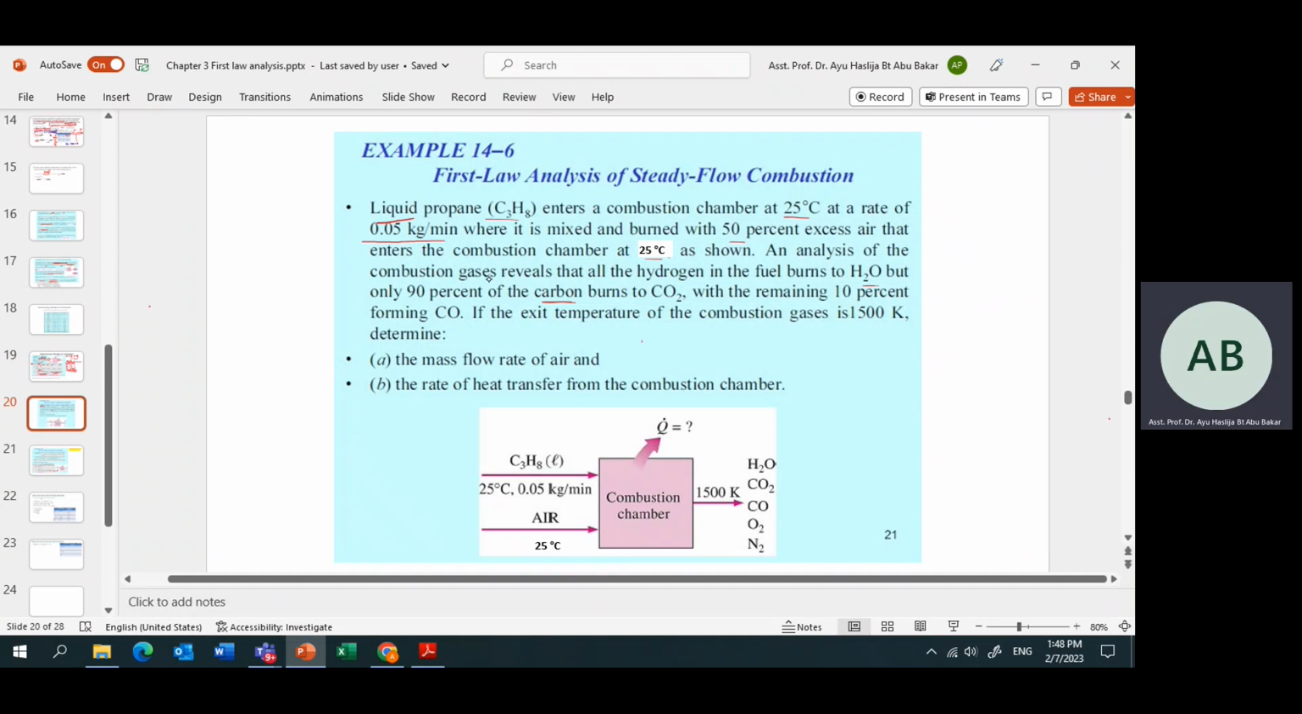An analysis of the combustion gases reveals that all the hydrogen in the fuel burns to H2O, but only 90% of the carbon burns to CO2, with the remaining 10% forming CO. Okay, if the exit temperature of the combustion is 1500 K, determine the mass flow rate of the air and the rate of heat transfer from the combustion chamber.